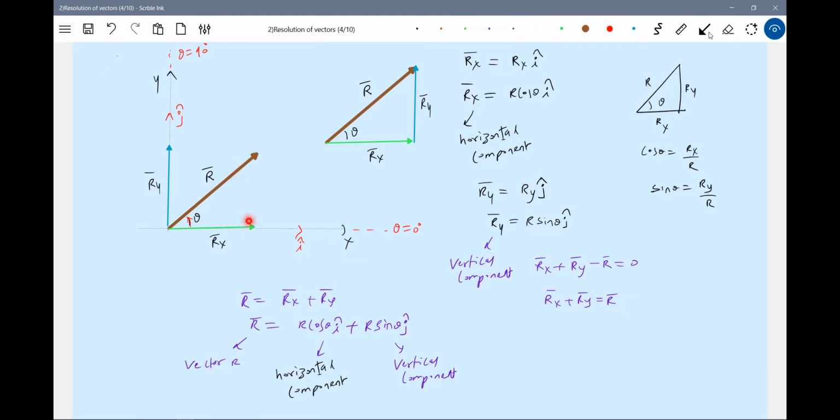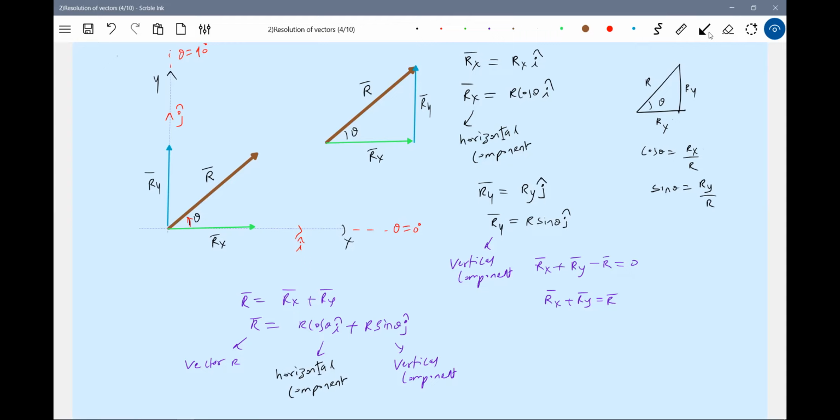We are able to break up a vector: a component of it along the x-axis, r cos theta, and a component of it along the y-axis, r sin theta. What do you mean by theta here? Theta is the reference I put. This is the theta equals 0 degree line. In what direction will the horizontal component be? Along the theta equals 0 degree line. The vertical component is along theta equals 90, not along y, along x.